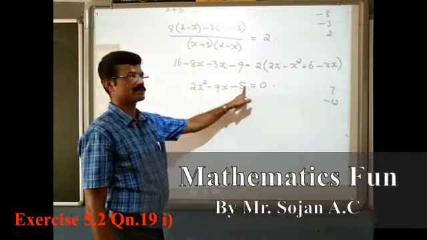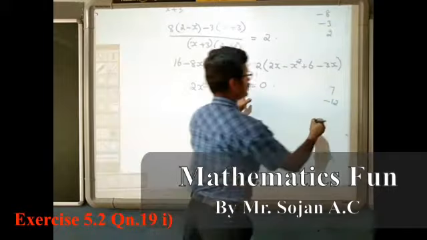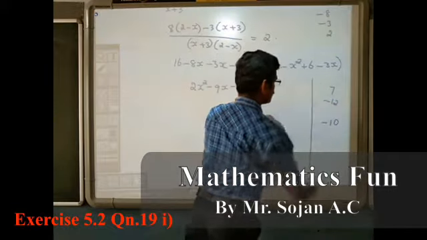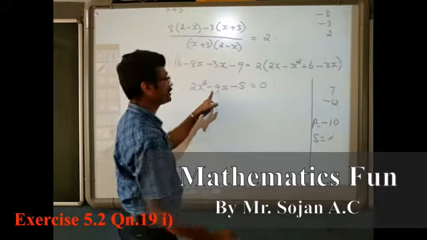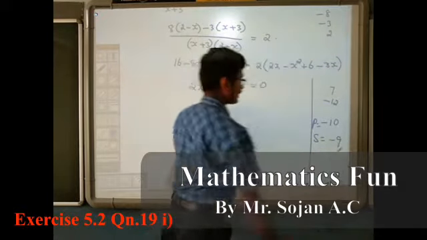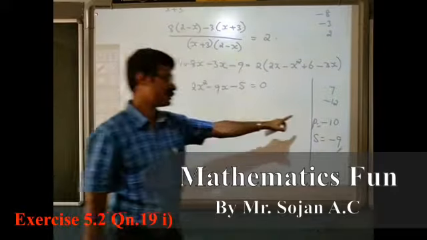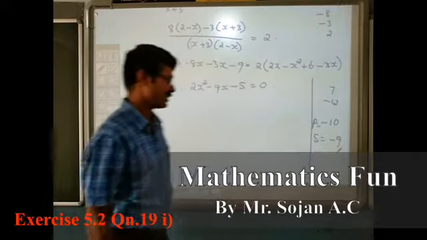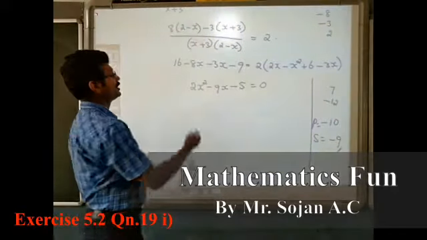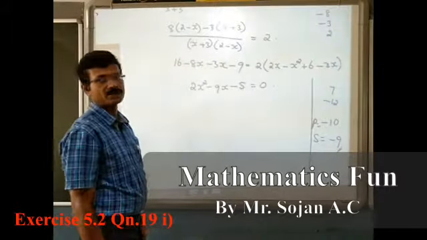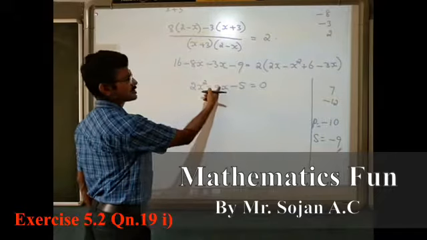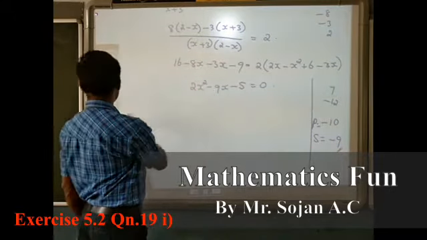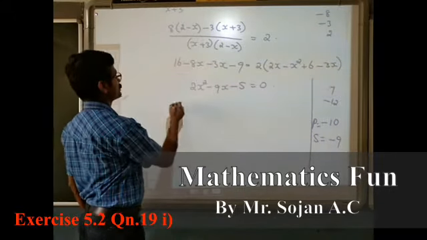Here product is minus 10. We need product minus 10 and sum we need minus 9. So what are the numbers? Product we need minus 10, sum we need minus 9. So the numbers are minus 10 and plus 1. Based on that I am going to break this, minus 10 and plus 1.